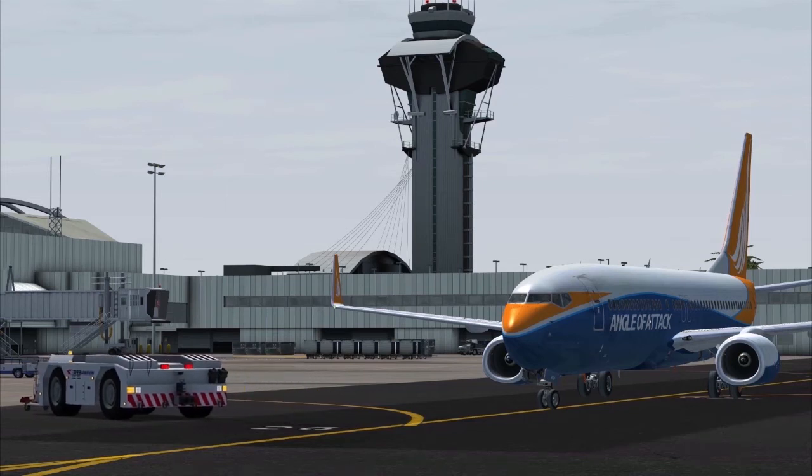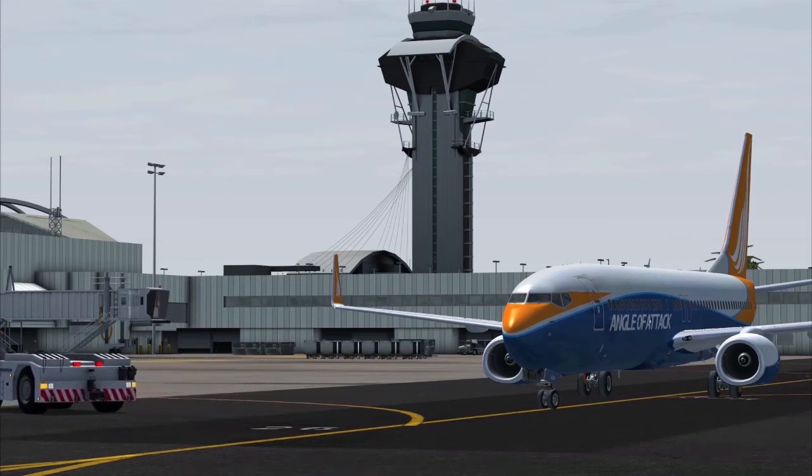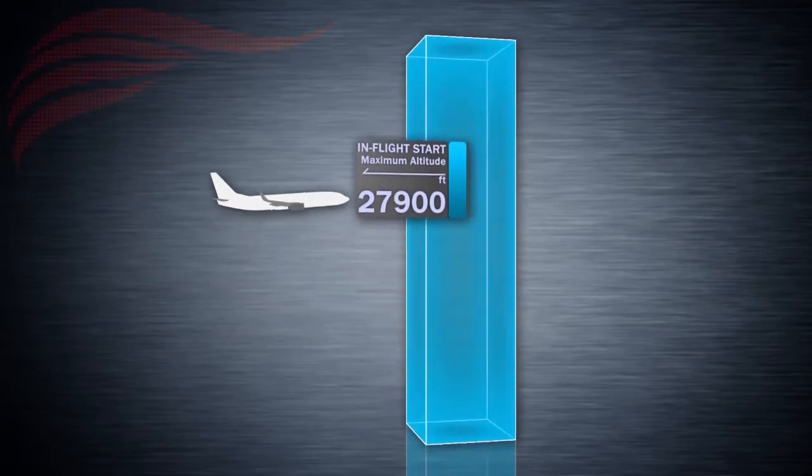But those aren't exactly available in the air. The APU would be at times, but not in all cases. There are two types of in-flight starts: windmill start and crossbleed start. In-flight starts may only be performed within a specific altitude and airspeed flight envelope.